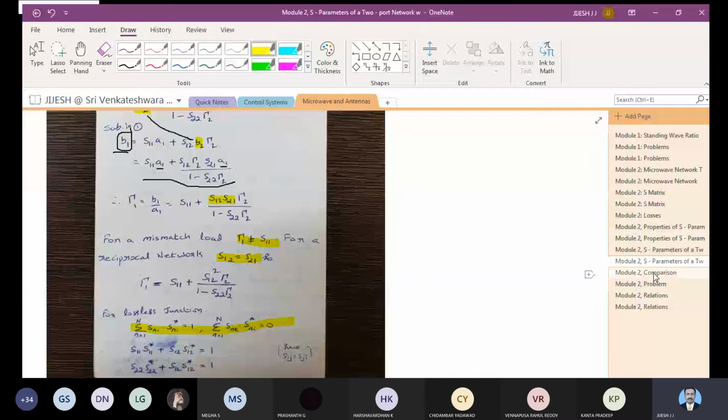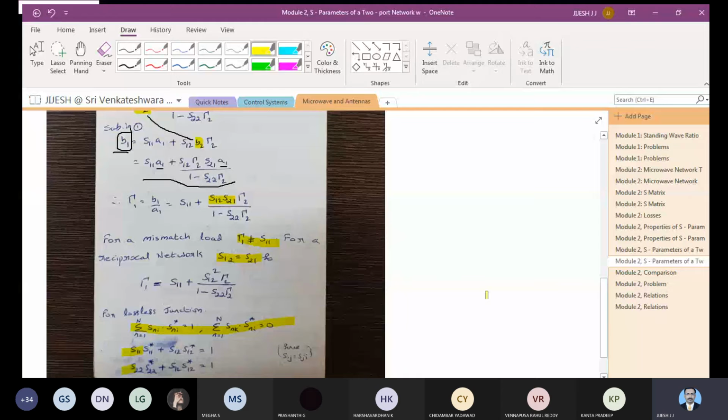Yes, sir. Okay. So we got the gamma 1 equation. Since it is a reciprocal network, all this Sij can be written as Sji. We have the property 3. We got these two equations. Still, we can write the equations from this. So we will see that further.